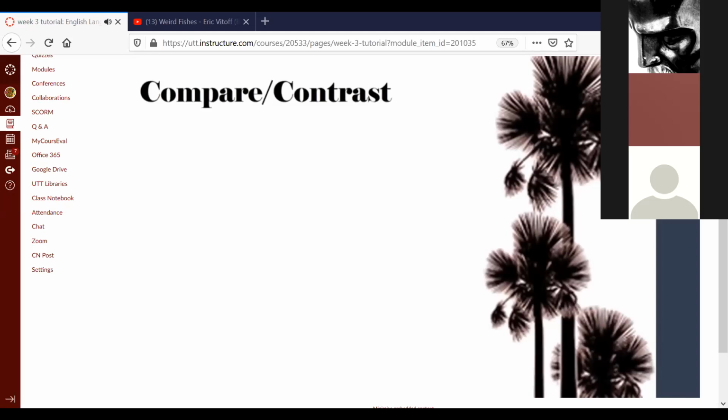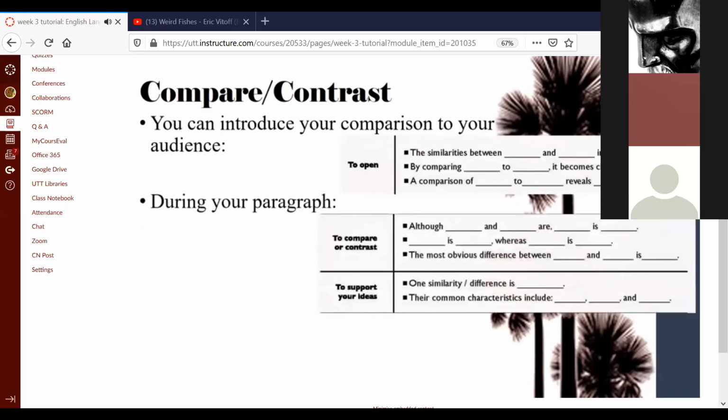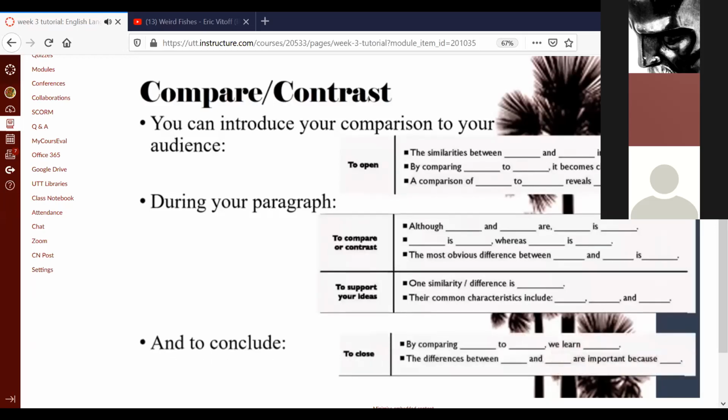If you're doing a comparison or a contrast, you can introduce your comparison to your audience, during your paragraph, and to conclude.